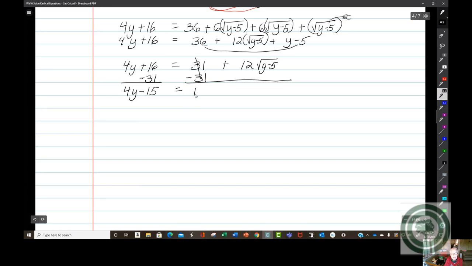I'll be left with 12 times the square root of y minus 5. Oh, pain. You've also got to subtract a y from the right side of the equation. Yeah, there you go. Thank you.